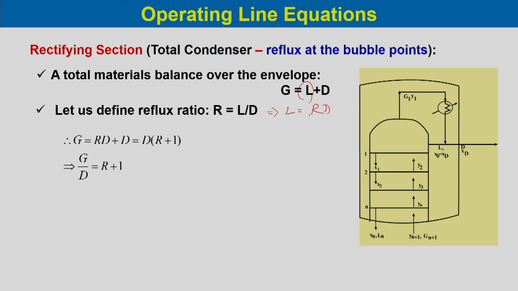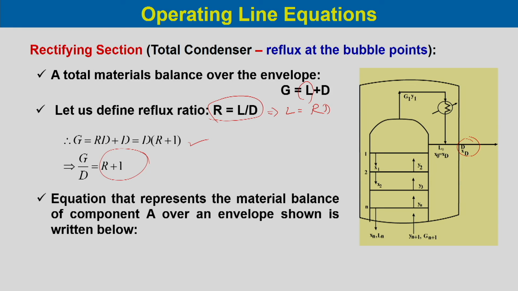So, L is equal to RD. If we substitute this in the total material balance, the reflux ratio R is L by D, that is the amount which is returned divided by the distillate which is taken out. So, G would be equal to RD plus D, which is equal to D into R plus 1, and from that we get G by D equal to R plus 1.